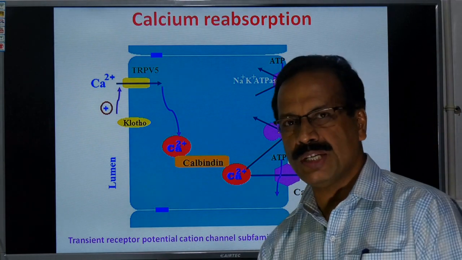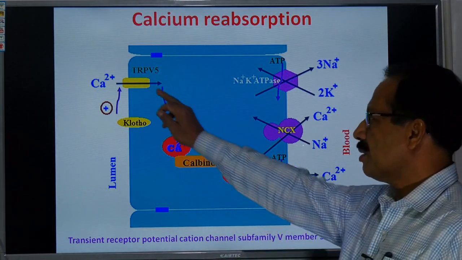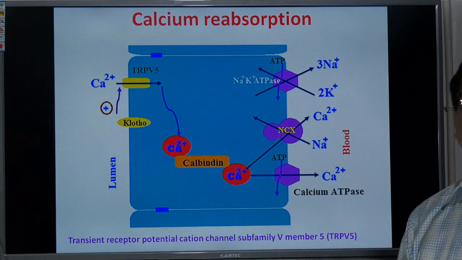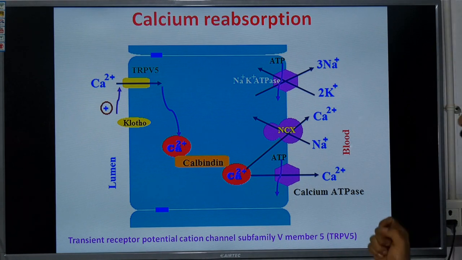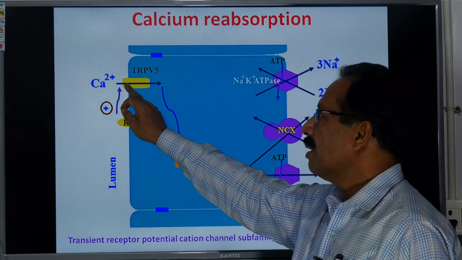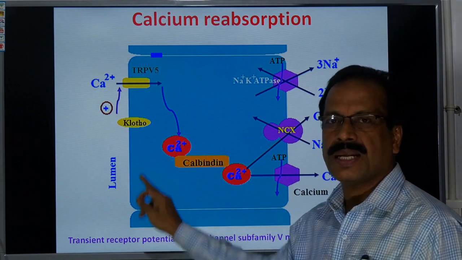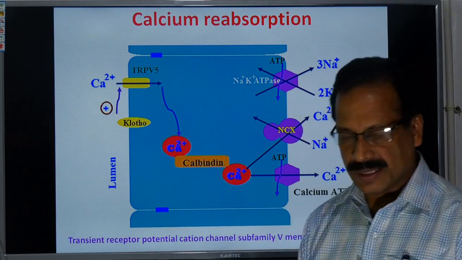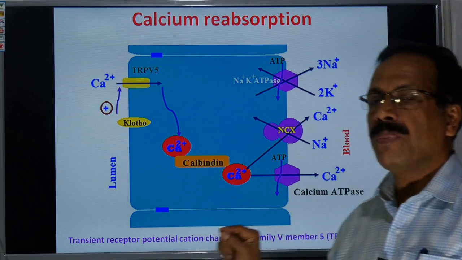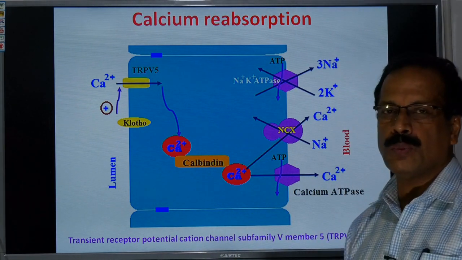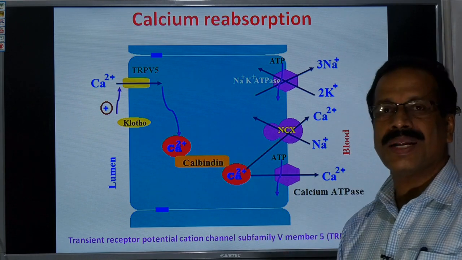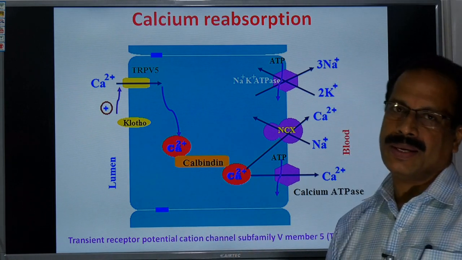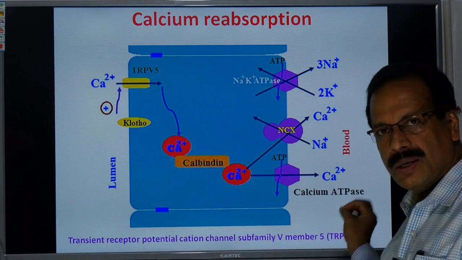When parathyroid hormone is present in the blood, this TRPV5, transient receptor potential cation channel subfamily V member 5, will be present in higher numbers because their translation is increased. More of this protein is produced and the channel number increases. The presence of parathyroid hormone also delays its removal or degradation, and that also increases the number of these channels on the apical site. This also increases the calcium reabsorption.